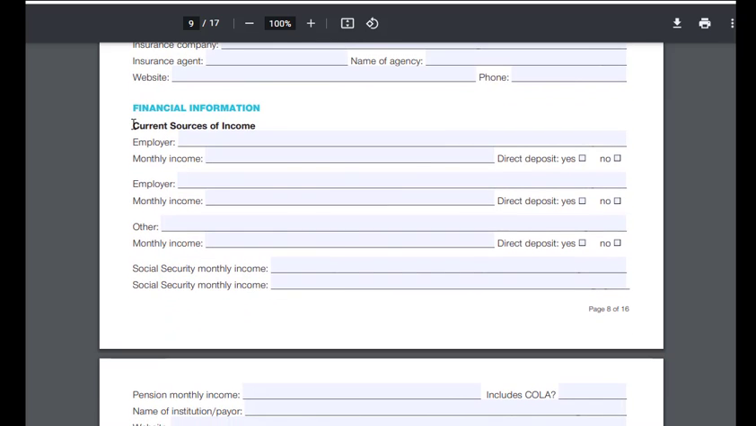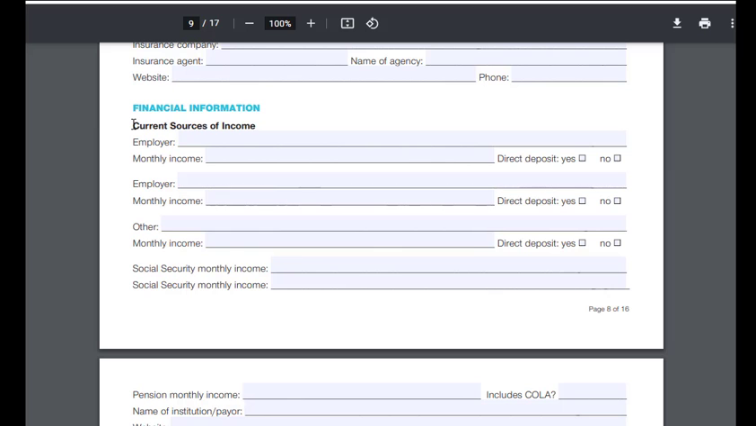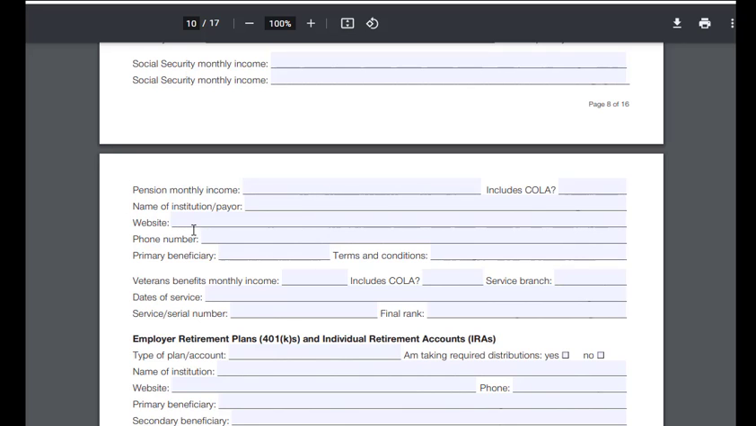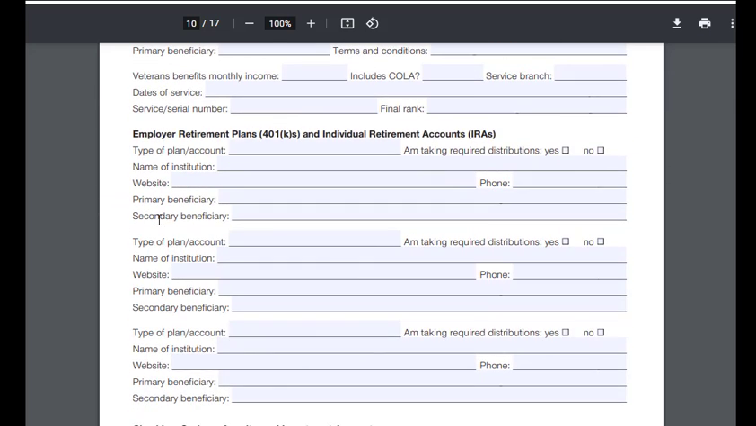All right, so we do have financial information. If there's any employers, Social Security income, any pensions, any veterans benefits, you can put all that information in there. The other information on page 10, now we're only halfway through, so this is a lot of information that you can collect. I'm going to go ahead and just keep going through here.